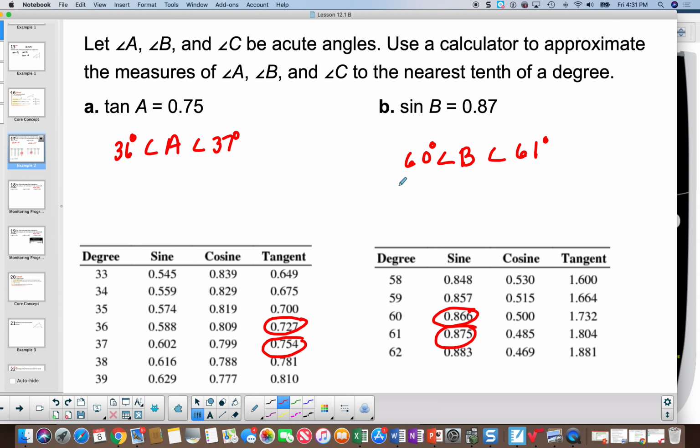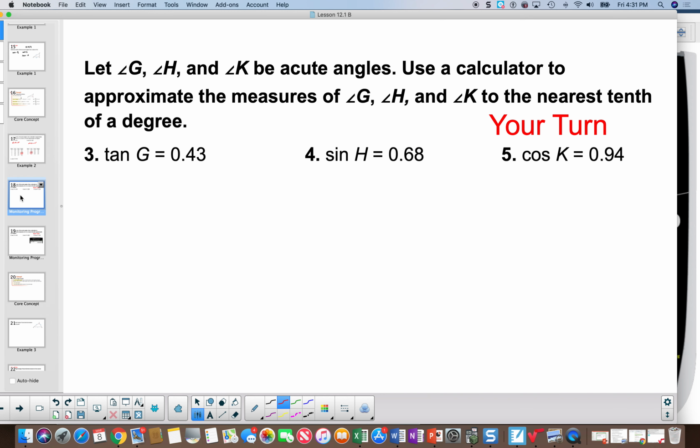So this is the closest we could do it when we were before calculators. We could only see what it was close to. Now let's take a look at using the calculator where we can be a lot more accurate.